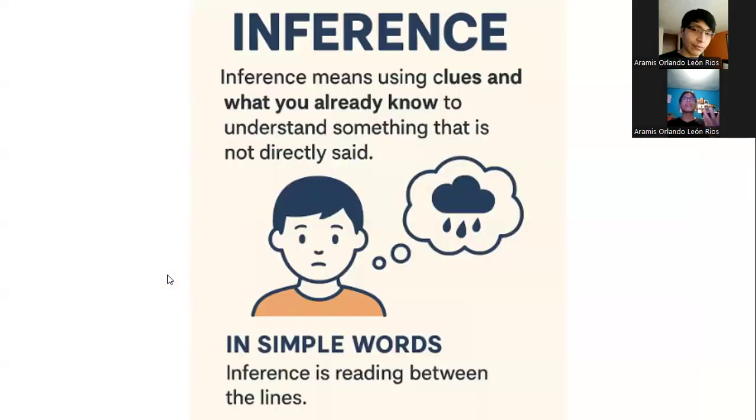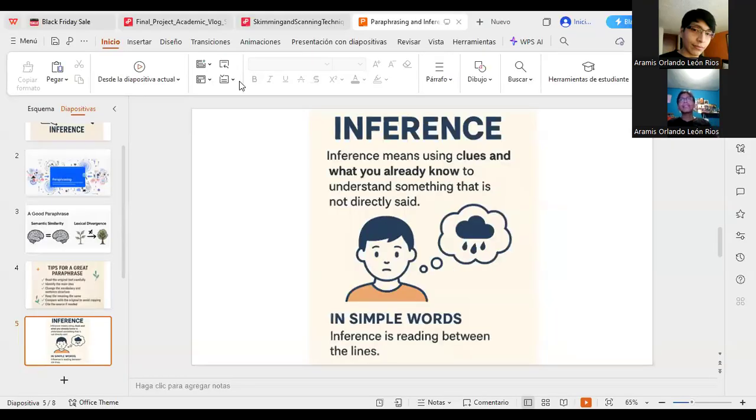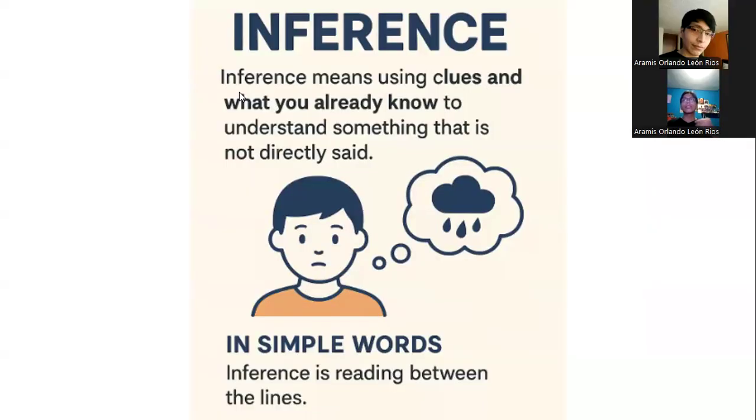On the other hand, we have inference. Inference means using clues and what you already know to understand something that is not directly said. For example, in the picture, we can see someone thinking in rainy clothes. And for example, if someone enters a place and the person has wet clothes or a dripping umbrella, or doesn't have an umbrella, we can infer that the outside is raining.